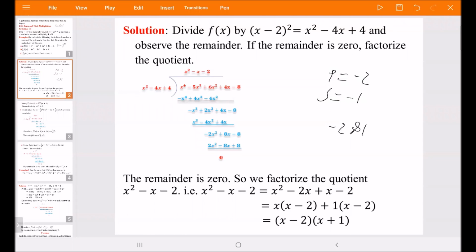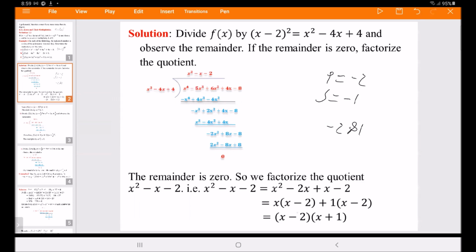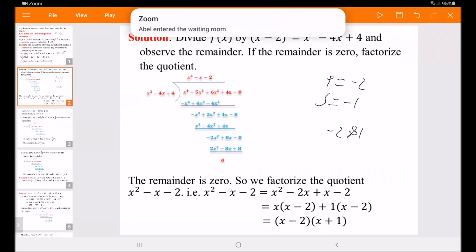So the middle term in this quadratic expression is substituted by minus 2x plus x. X squared minus 2x plus x minus 2. Now factorize the first two terms and the last two later. So x squared minus 2x, x is the GCF of these two terms. So x times x minus 2. And this one is x minus 2.